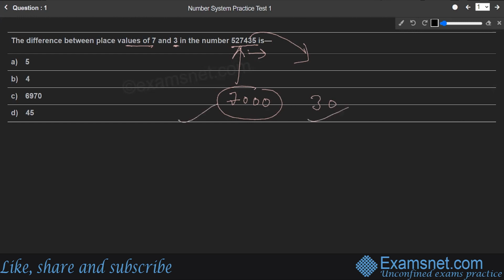He's asking for the difference between the place values of 7 and 3. So we need to subtract these two numbers, 7,000 minus 30. That is going to be 6970. That is the right answer, which is available in option number C.